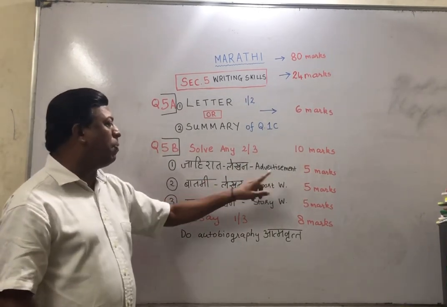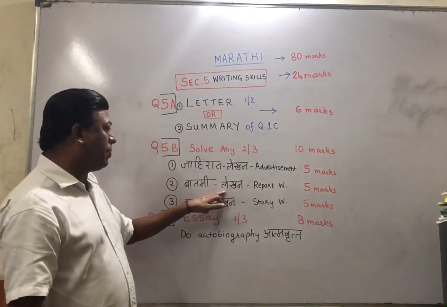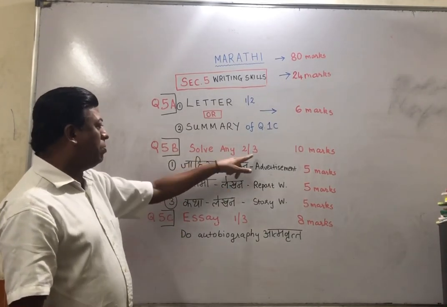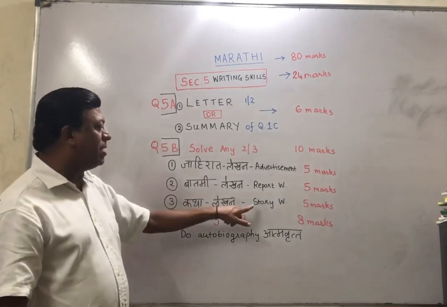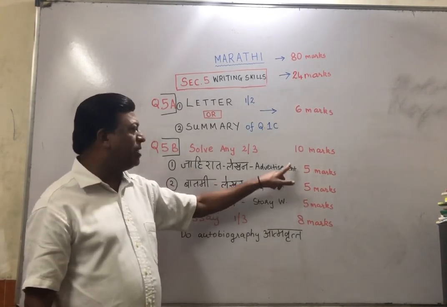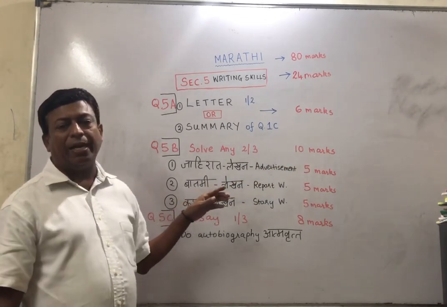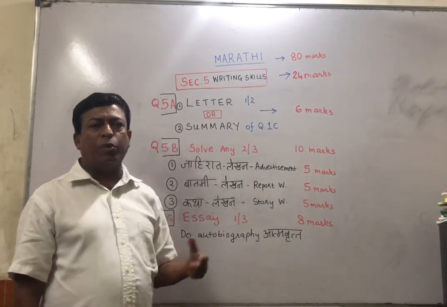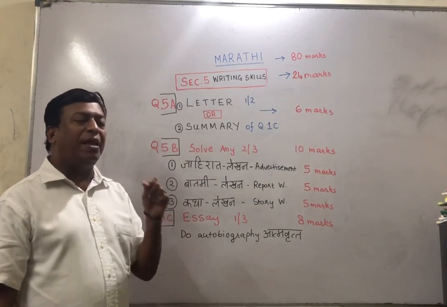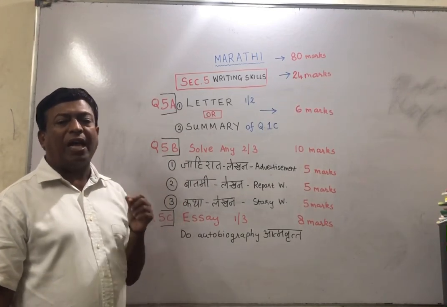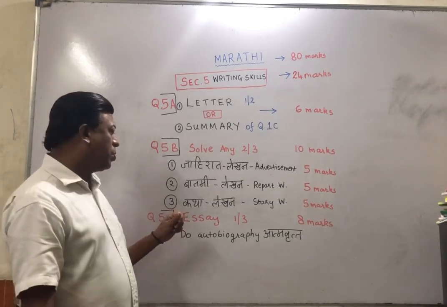Batmi Lekhan, that is report writing. Please do not attempt this question. Instead, out of 3 you have to do 2, so you go for Jahirat Lekhan and Katha Lekhan, that is story writing, 5 marks, that is 10 marks. Now Katha Lekhan, please write the title of the story, write the story in paragraphs, at least 5 to 6 paragraphs, and leave a line at the end of the story, write Tatparya, that is moral of the story.